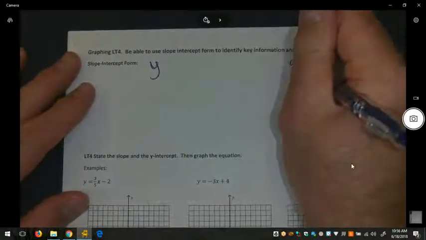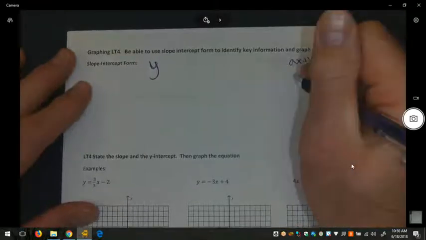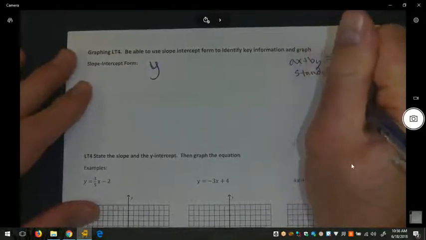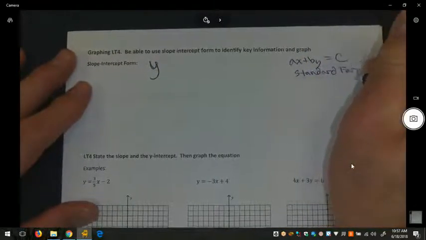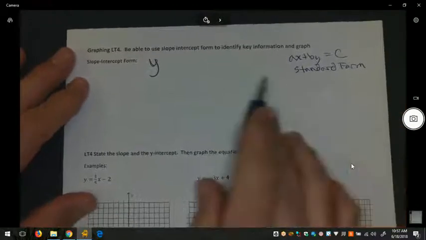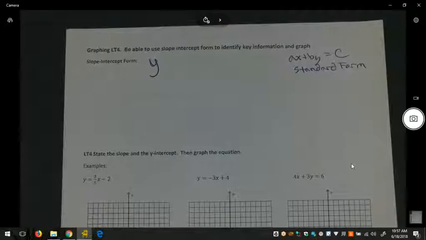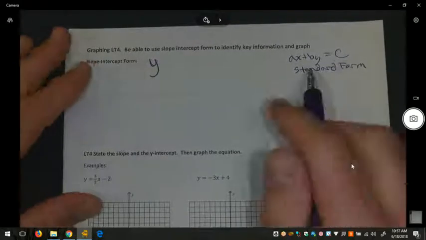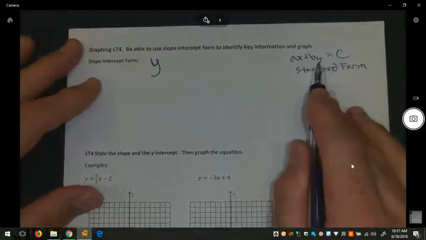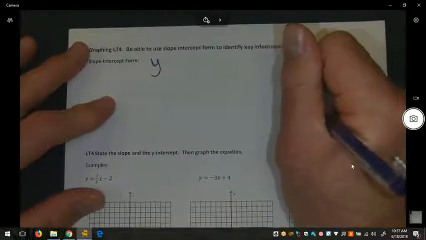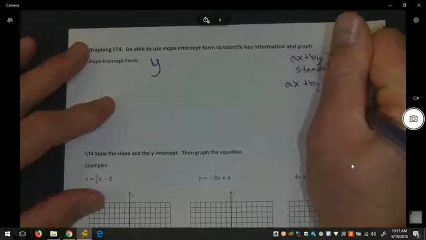So there are other forms, such as standard form, ax plus by equals c. This is called standard form. And if we want to graph using slope-intercept form, or use slope-intercept form to help us with solving a system of equations, we would want to solve for y to get it by itself. So I'll do that real quick over here.